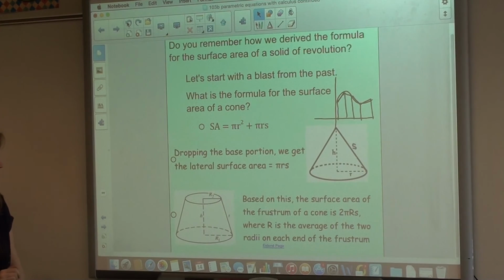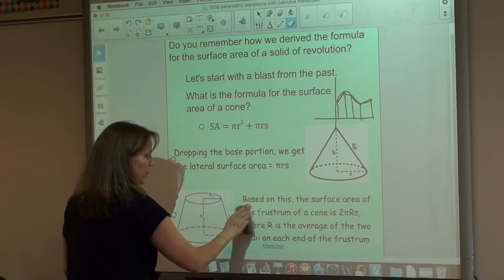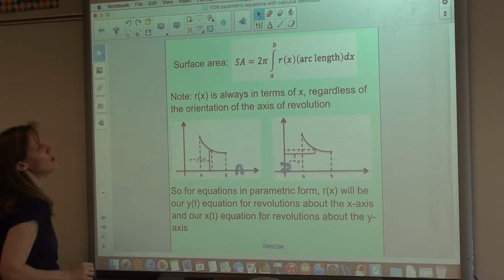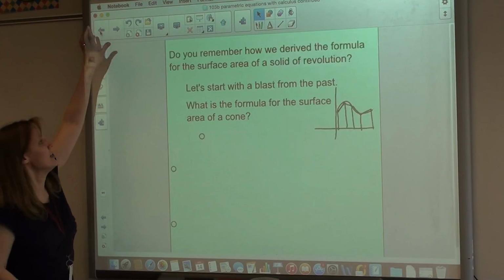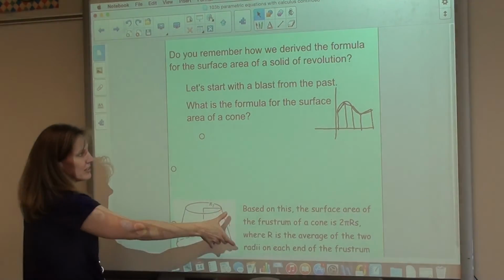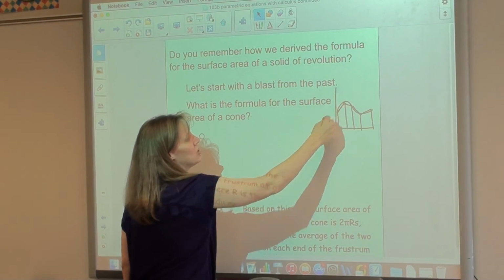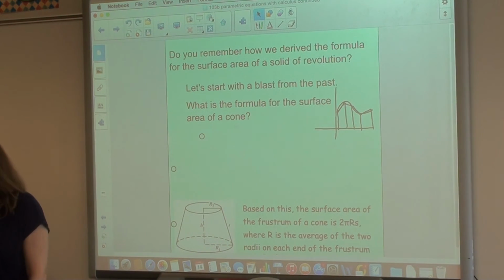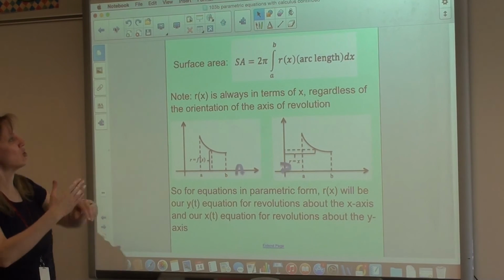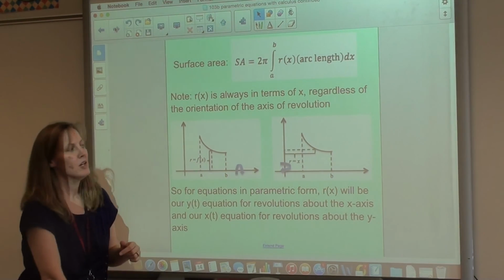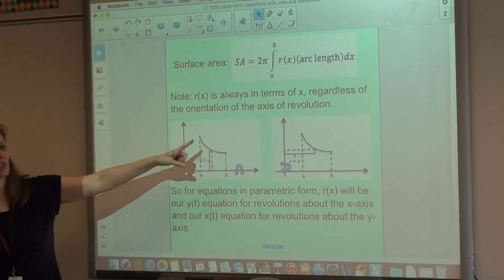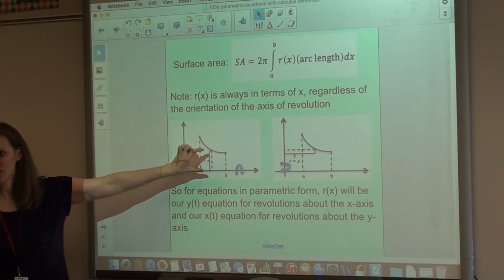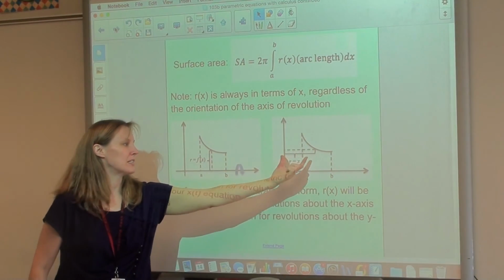Okay, so surface area, we figured out back in chapter 7, is 2πrs. Well, S, that slant height, is right here, which we just learned how to do by figuring out arc length. So it's really just 2πr times arc length. The r, the radius, when we are revolving about a horizontal axis, is our y value, our function. And when we're revolving about a vertical axis, it's the x value.